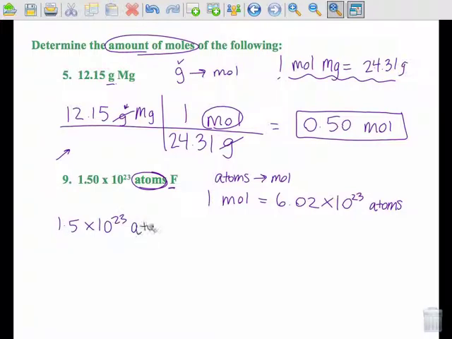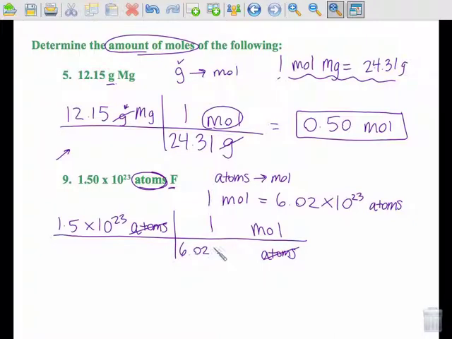I start with what I'm given, 1.5 times 10 to the 23rd atoms. I make my tic-tac-toe board. In order to cross out the unit atoms, it has to go in the opposite corner. Cross it out. The only other unit left now is a mole. And again, I'm going to match my number with the unit. So it's going to be 1 mole and 6.02 times 10 to the 23rd. In order to solve this problem, I'm going to divide.